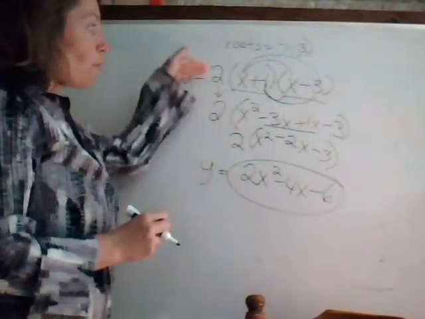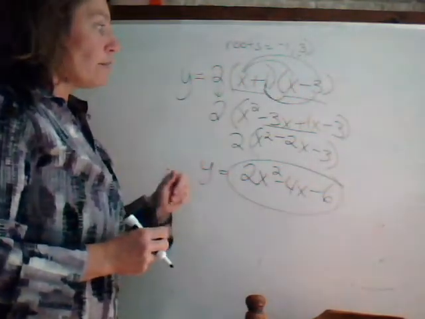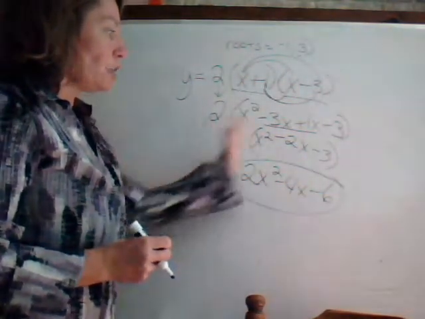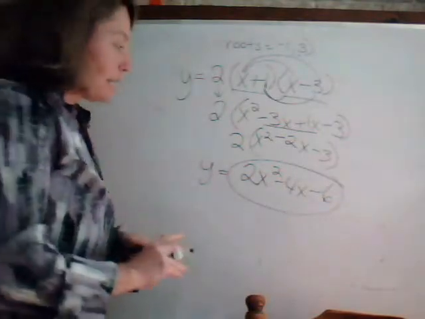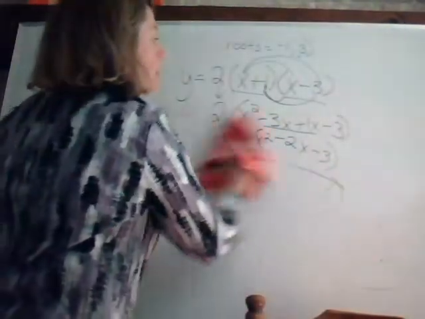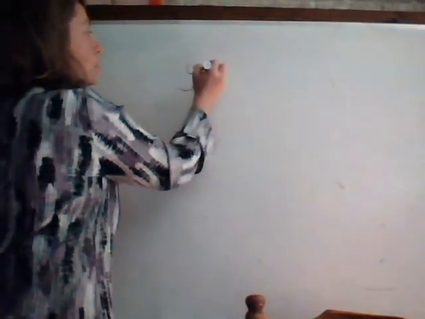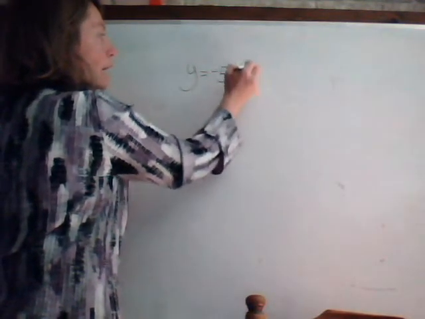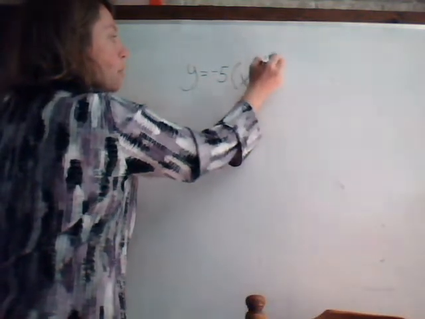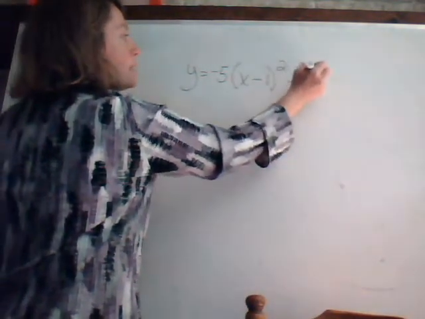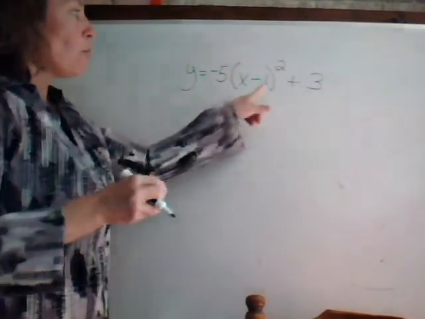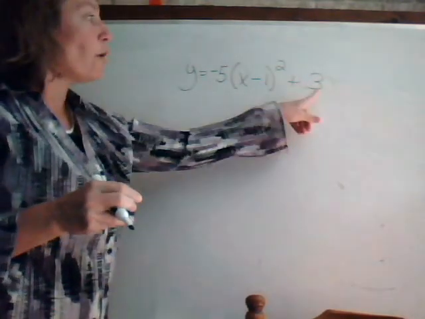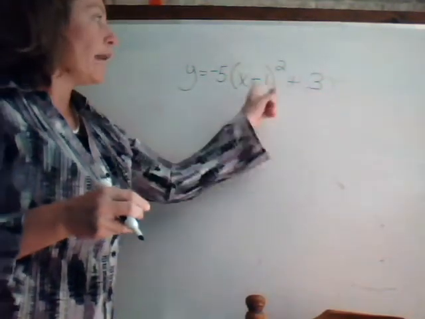So that's how you do it from root form. FOIL these together, combine your middle term, and just distribute any A in. That's how you do the first one. Now, let's say, option 2, you have it in vertex form. So you have y equals, let's say it's -5 times x minus 1 squared plus 3. So my vertex is +1, +3.